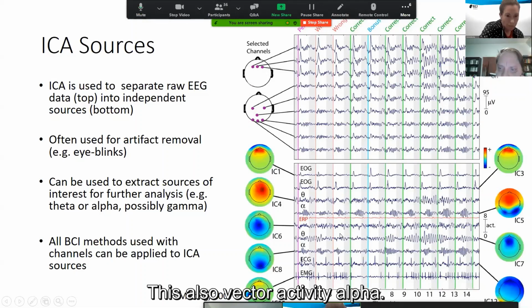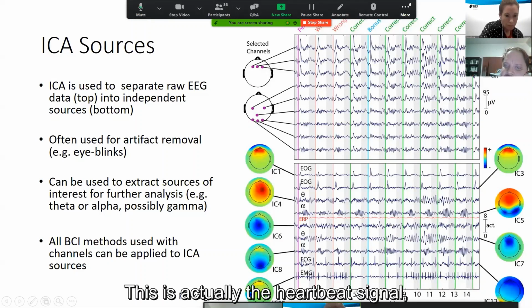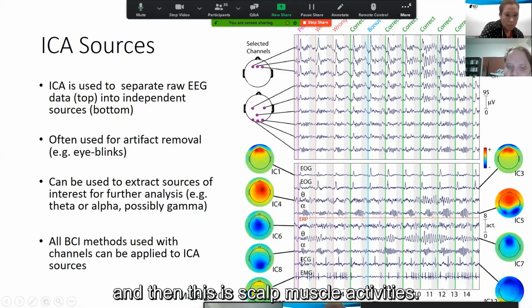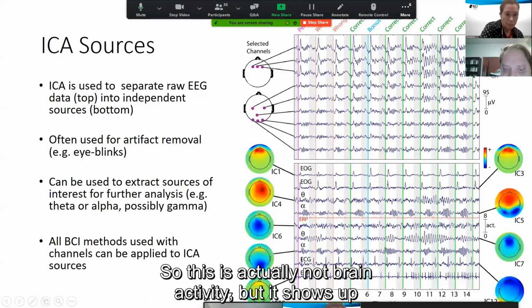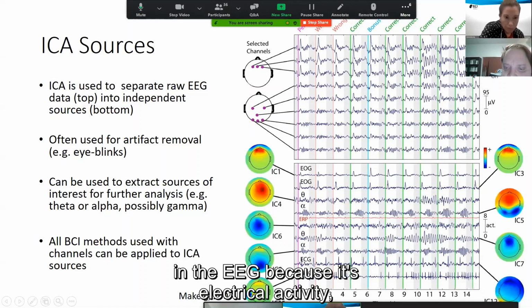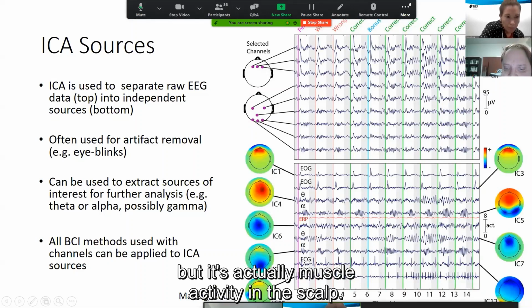This also is theta activity, alpha. This is actually the heartbeat signal, which is separated out, and then this is scalp muscle activity. So this is actually not brain activity, but it shows up in the EEG because it's electrical activity, but it's actually muscle activity in the scalp.